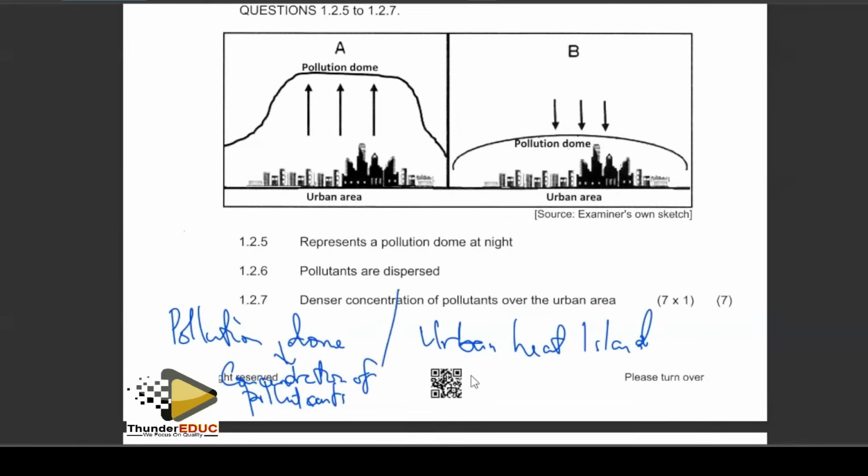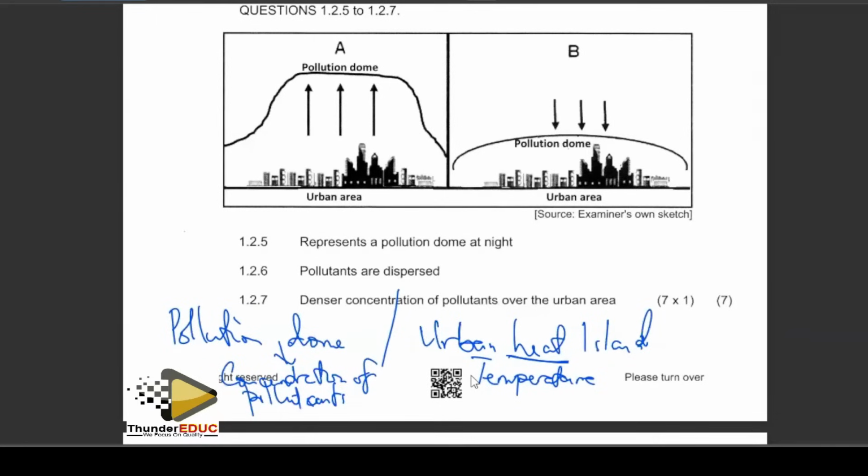And what is an urban heat island? The concept is based on the term heat here. Heat, we are talking of temperature. An urban heat island is an urban area that has a higher average temperature compared to the surrounding rural area. In the urban area, the temperatures are relatively higher compared to the surrounding rural area or farmland. That is an urban heat island. So do not confuse the two.